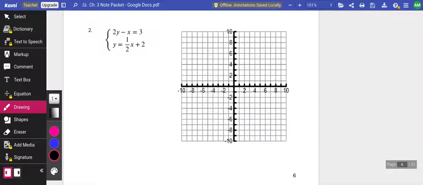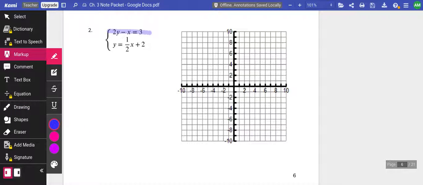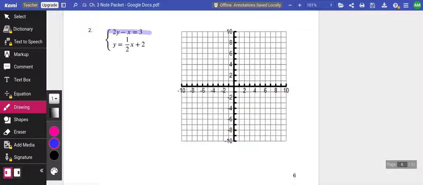Looking at number 2, I'm going to do the same thing. However, notice that my first equation is not in slope-intercept form. So I'm going to have to move it into slope-intercept form first.